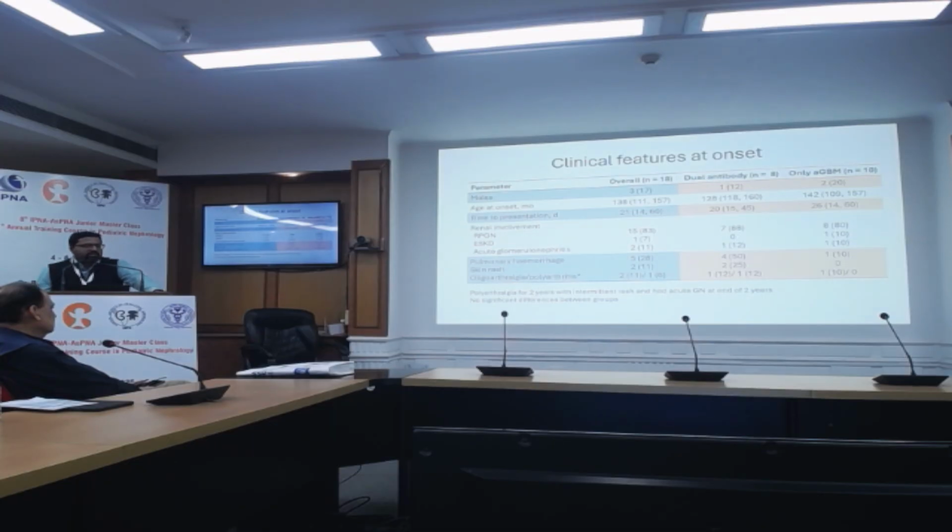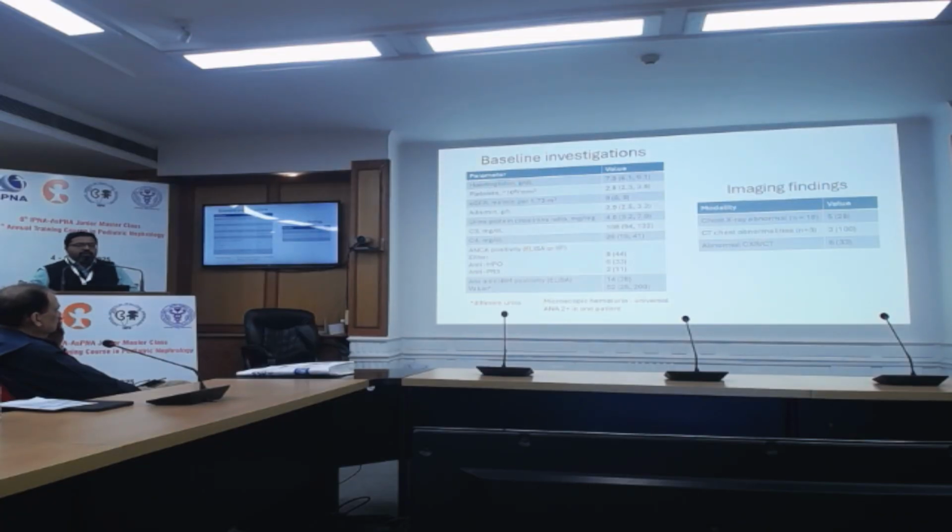Pulmonary hemorrhage and pulmonary edema were seen in about 5 patients in total, oliguria in about 3, skin rash in 2, and joint involvement in 3 patients. We tried to look at dual antibody versus only anti-GBM disease. There was no major statistical difference between the two groups. I know that numbers are quite small, however we will try to add more patients and see whether this actually makes any difference.